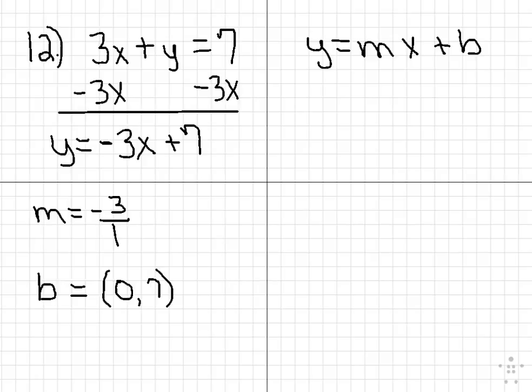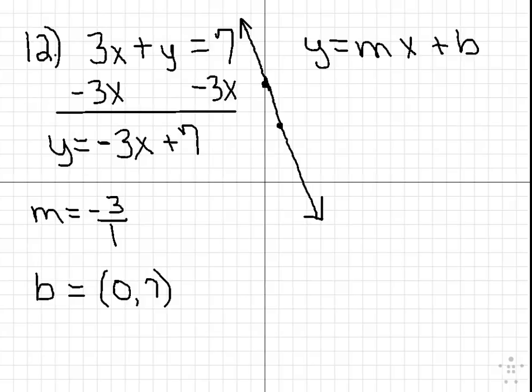So let's go up to 7. 1, 2, 3, 4, 5, 6, 7, right there. And then from there, I need to rise negative 3. So down 3, 1, 2, 3, and run 1. And so put a point. And then connect as straight a line as you could possibly get. Sorry for my not being exactly on the lines there, or on the points. And so there is your slope. And you can tell it's a negative slope, very steep, as you look at it from left to right, going down.